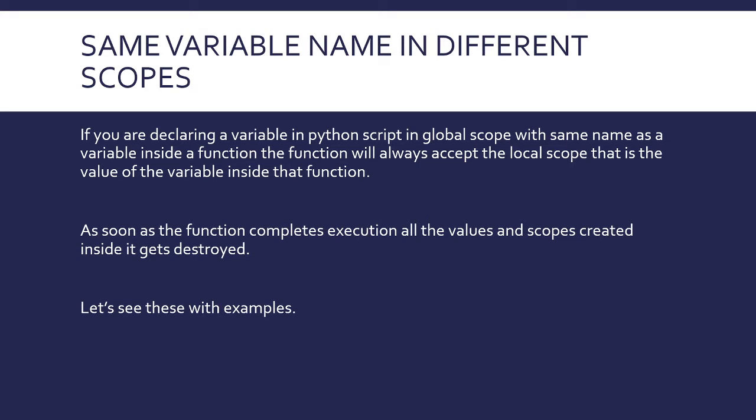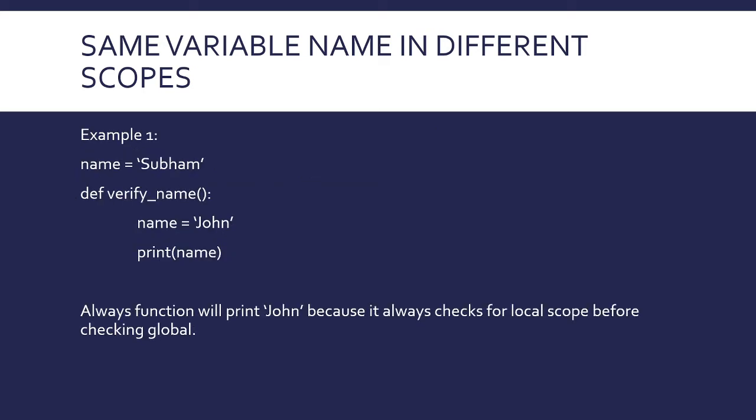And one more thing, when a function completes execution, all the values and scopes that are created inside it also get destroyed. So let's see with some examples. So here I have defined my name in global scope, as you can see, but here I have changed my name. Actually I have defined a local variable with name John, and I have printed the name. So it will always print John rather than Shubham, because it will give preference to the local variable rather than the global variable.